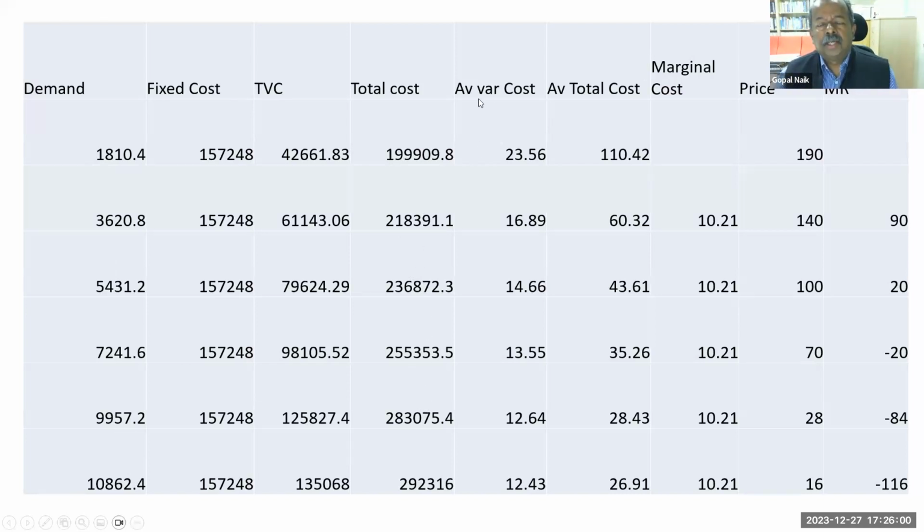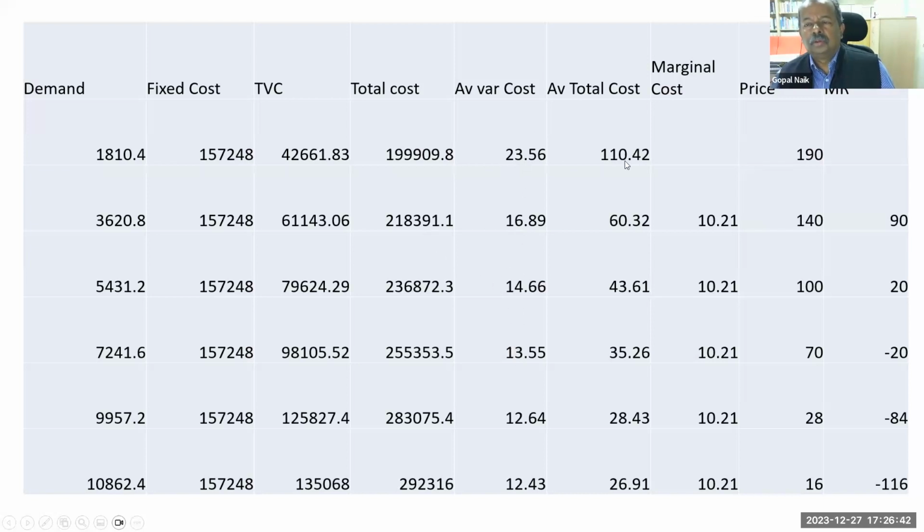And then we can arrive at average variable cost. What is the cost per unit of supply of water, when there is only 10 LPCD, 20, 30, 40, and 55 and 60. So we can see that this is what the average variable cost is. So 23.56 is the average variable cost, which is total variable cost divided by the demand. And similarly, we do it for each one of these levels. So that is what this cost is, average variable cost.